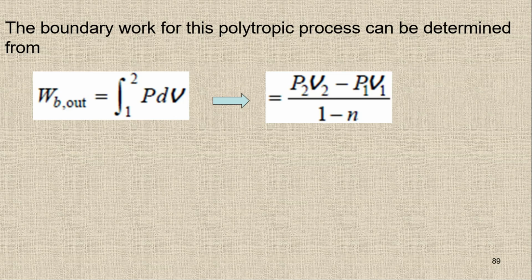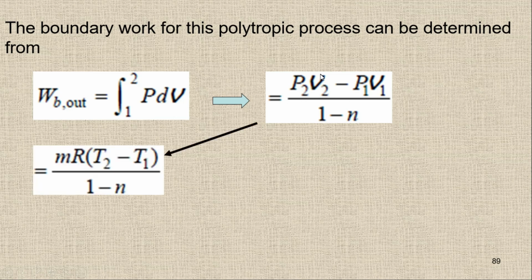So either we can calculate V1 or V2 and P2 and then proceed, or, as we know it is an ideal gas, we can say that PV is equal to mRT. So I can replace this. P2V2 will be mRT2, and P1V1 will be mRT1. m and R are both constant, so I can take them outside. It will be mR(T2 minus T1) upon (1 minus n).